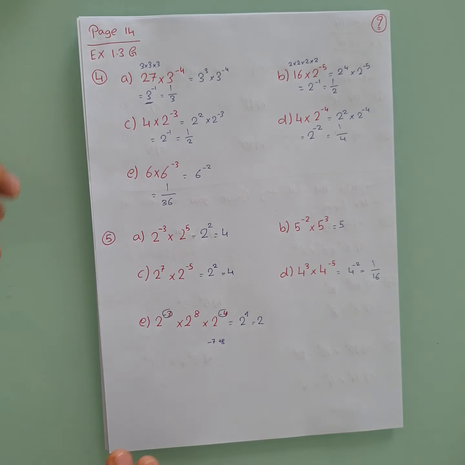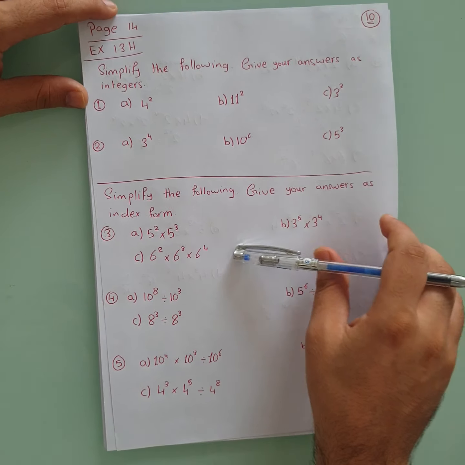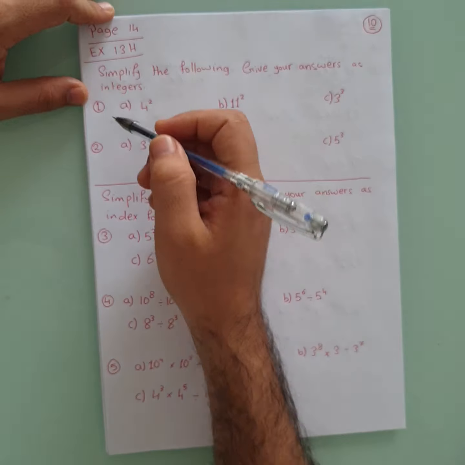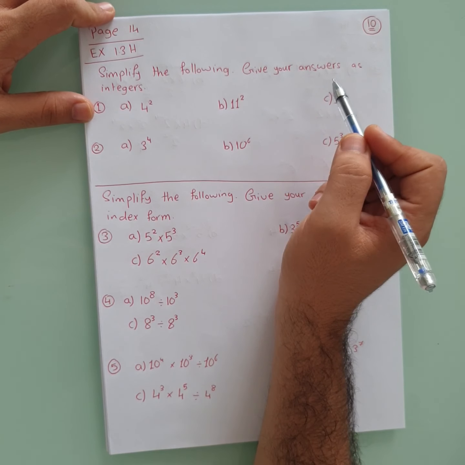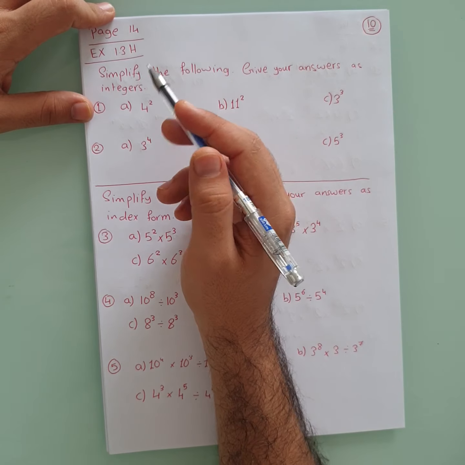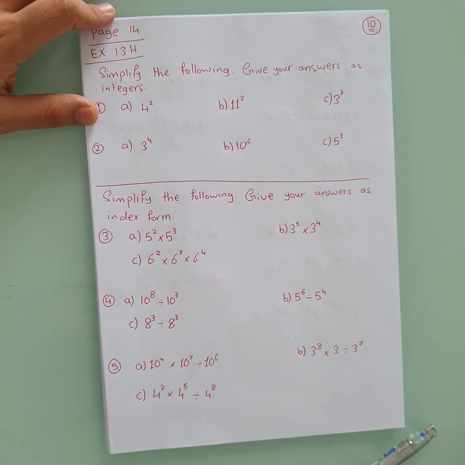Okay, all right. Now let's go for the second question. So the second question is kind of different. The first two, they are asking me to put the answers as integers. Okay, integers, that means only numbers. So that means my numbers should not have any powers.